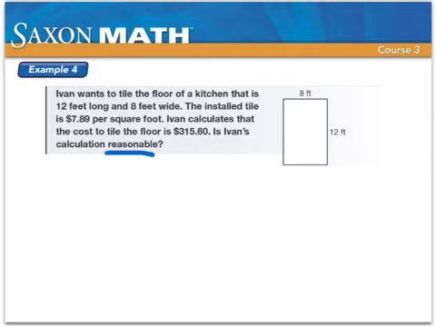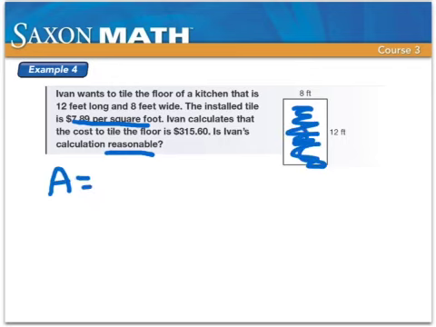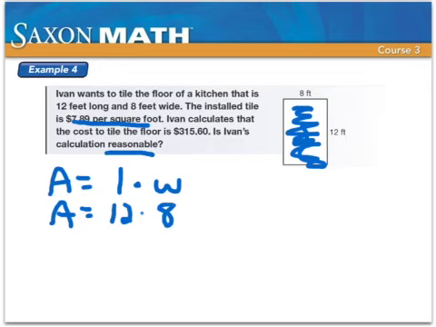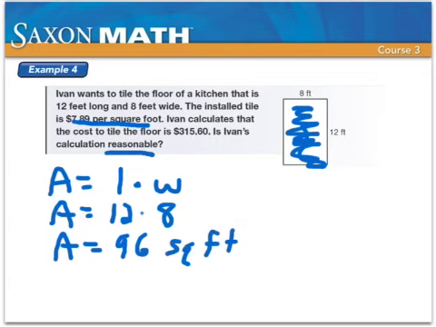Okay, so we can do some rounding. Well, if it's $7.89 per square foot, that means we need to find the area. Again, square feet always means area. So I've got to find the area of this rectangle right here. Remember, the area equals length times the width. So the area equals 12 times 8. And 12 times 8 is 96 square feet. Okay? So he's buying 96 square feet.